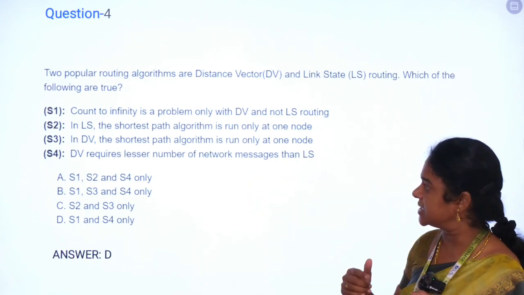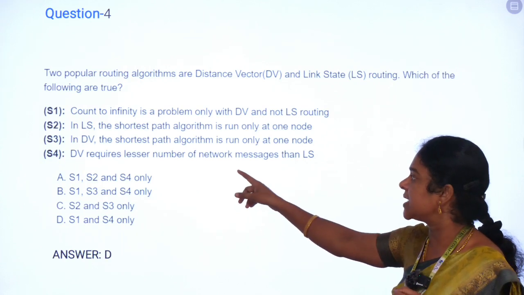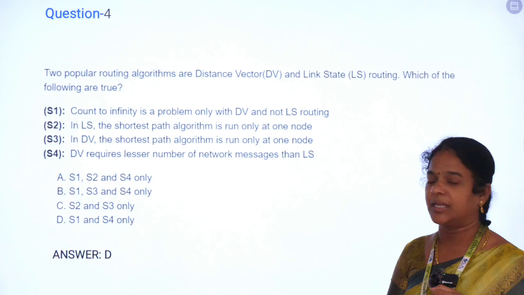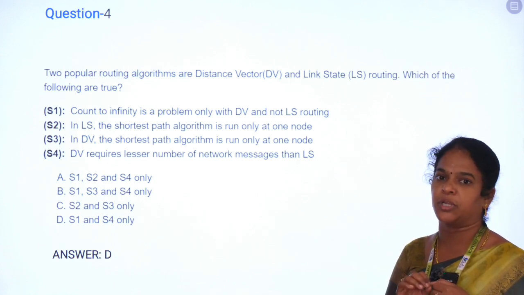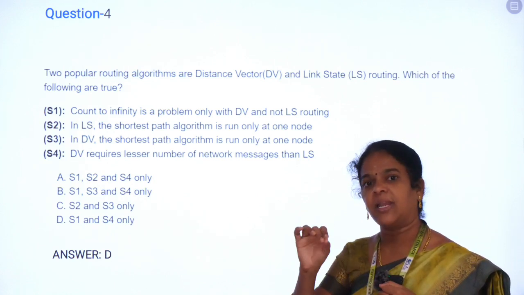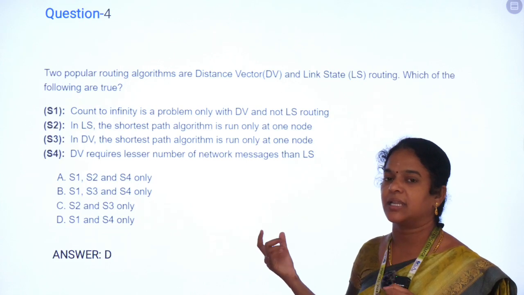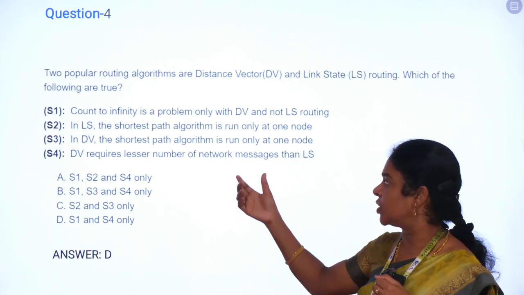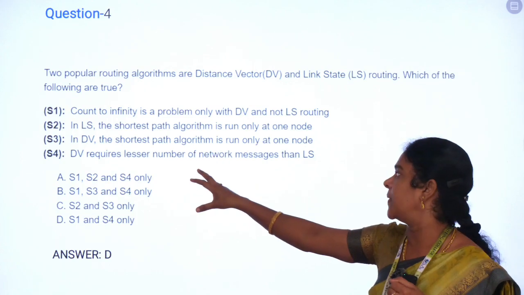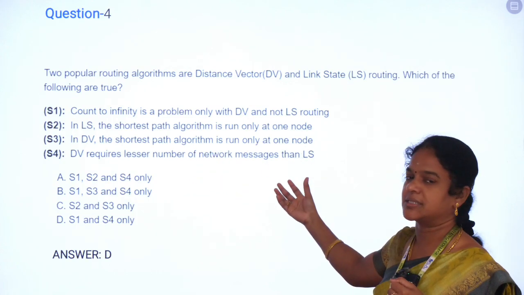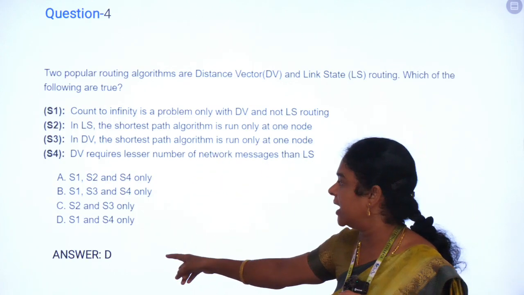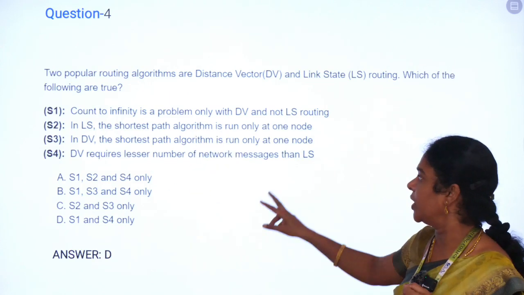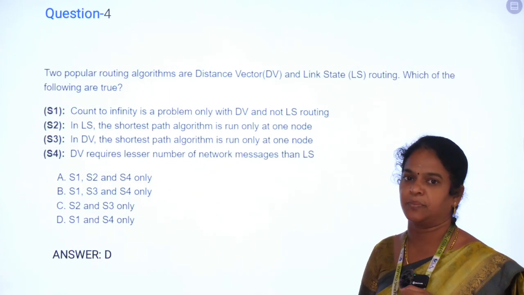Last one: distance vector routing requires fewer network messages than link state. Yes, it is correct, because in distance vector routing we find the minimum distance between neighboring nodes only, but in link state routing every time you find it from source to destination. So distance vector needs fewer network messages than link state. So option D, the first statement and last statement only are true. The second and third statements are false.